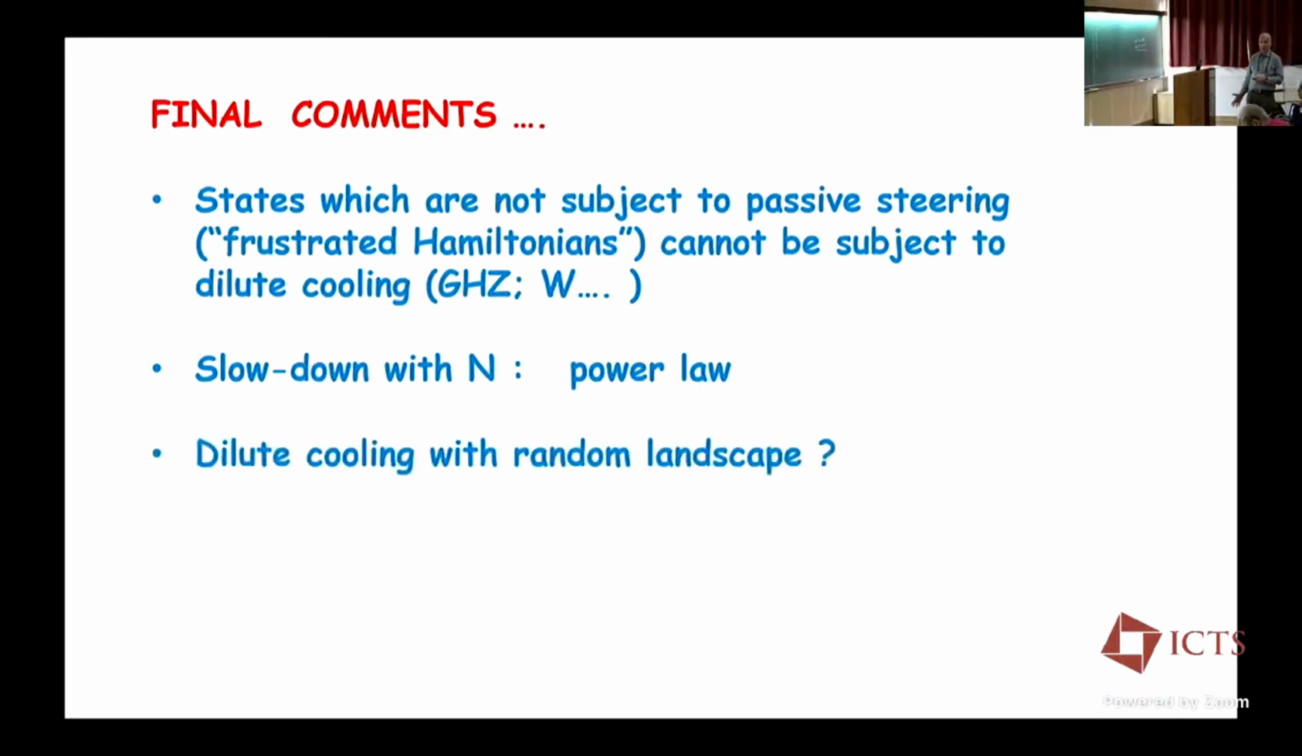And there are two questions out of many that I would like to raise here. First, imagine that I don't have a uniform chain or uniform array, but I have a very random landscape in Hilbert space. So I try to cool here, and there may be states that are trapped elsewhere in some valleys in Hilbert space. So do I have the notion of such trapping, glassy trapping, in this context of cooling?